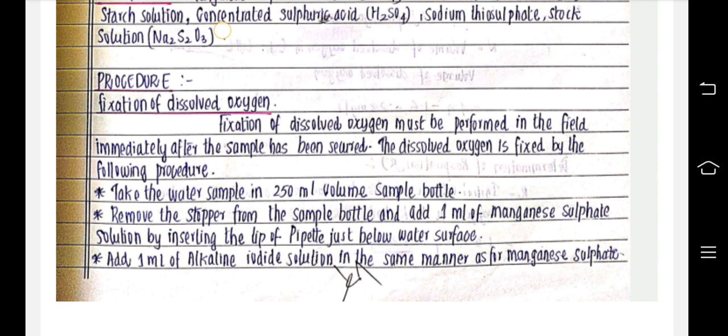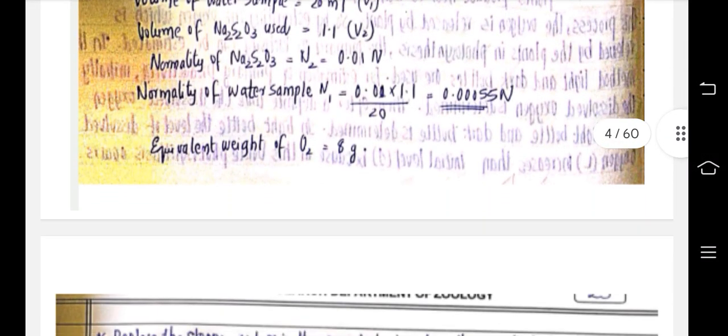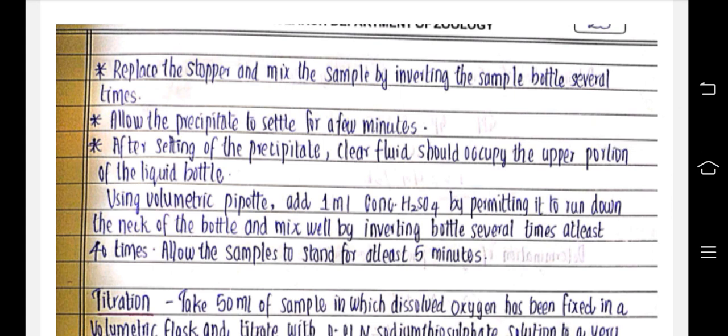Then add 1 ml of alkaline iodide solution in the same manner as for manganese sulfate. Here you can see the result, which we will learn about shortly. Replace the stopper and mix the sample by inverting the sample bottle several times. Allow the precipitate to settle for a few minutes.